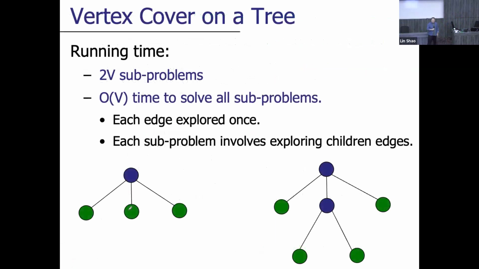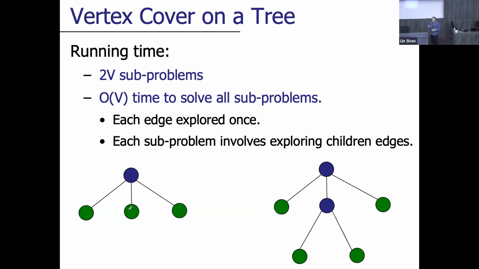Now let's move on to talking about, as we said in the last lecture, after this introduction about the dynamic, how we are going to apply dynamic programming to solve vertex cover on the tree. Let's take a deeper analysis of the running times. We probably already identified that there will be 2V subproblems, so what's the running time to solve each of the subproblems? It turns out that it will run in linear time to solve all the subproblems.